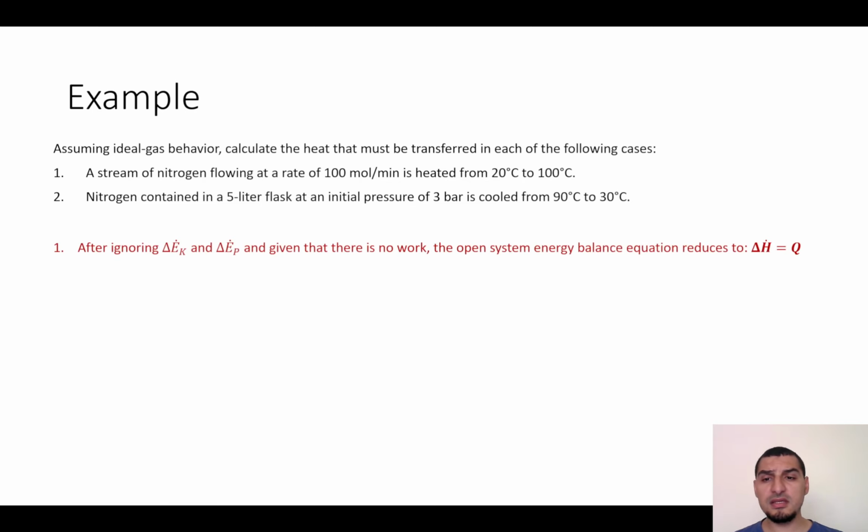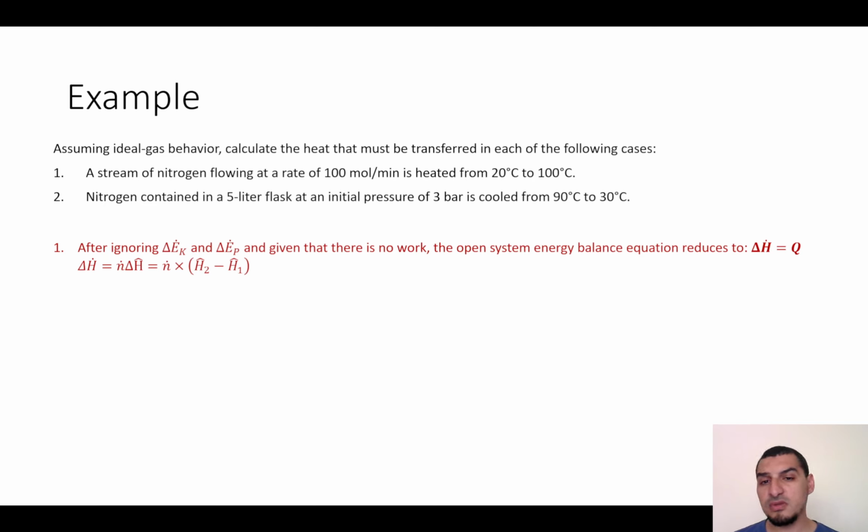For the first case, we don't have any information about kinetic and potential energies, so we will assume that the changes are zero, and of course there is no work. It's a heater, so the work is 0. So the equation will end up being delta H dot equals Q. And we need to calculate the change in enthalpy. So the change in enthalpy is equal to the molar flow rate multiplied by the change in specific enthalpies, which is H2 hat minus H1 hat. So if we know H2 hat and H1 hat, then we're done.